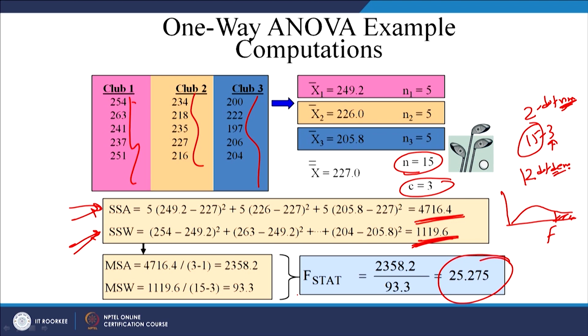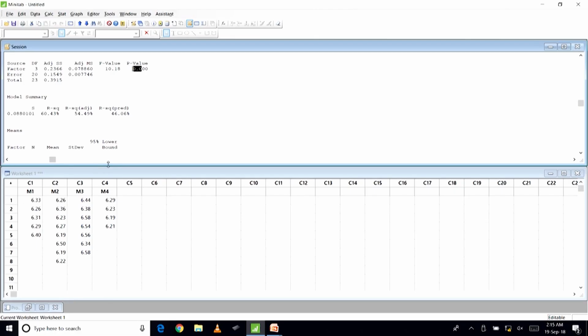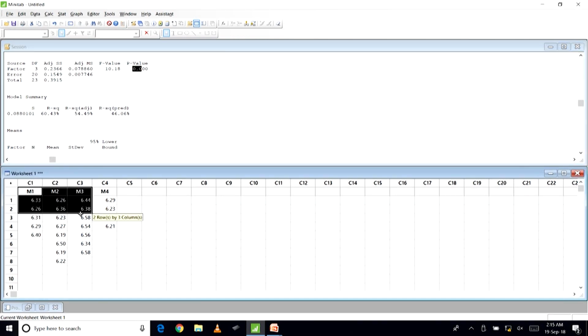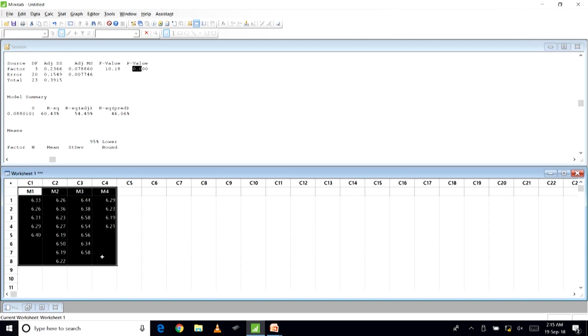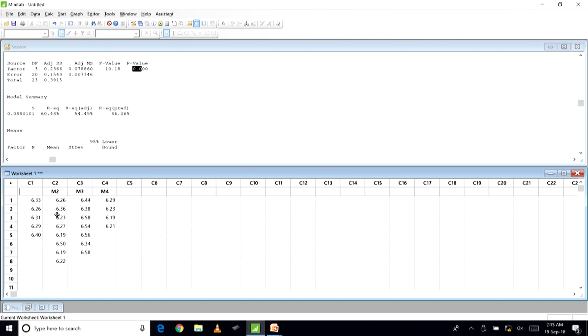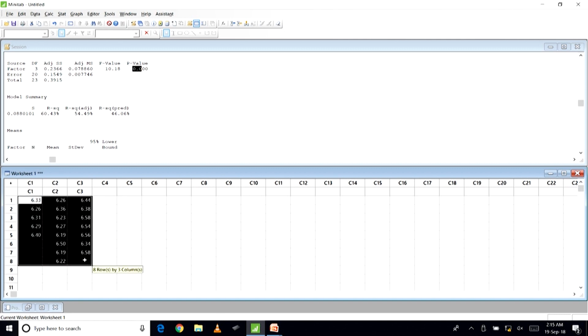This is the question, and now let us go for data entry. So, we will have the Minitab software now. There are now 3 groups, right. So, we can write club 1, club 2, club 3, or let us say C1, C2, C3. We can delete the remaining values over here. These are the values of the previous question.